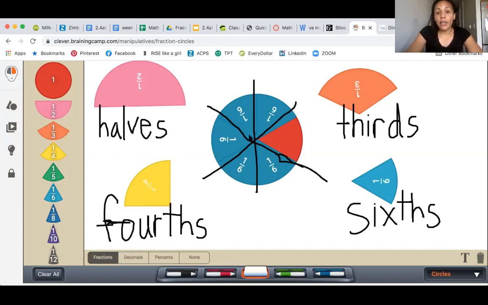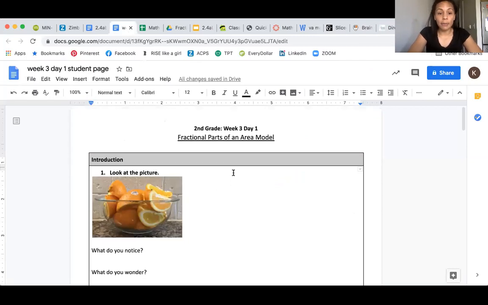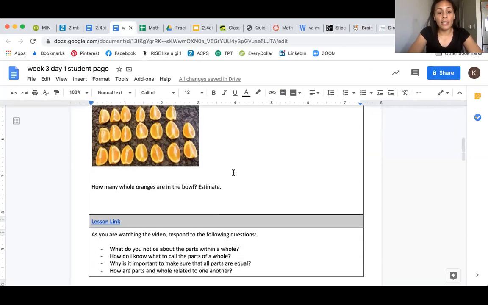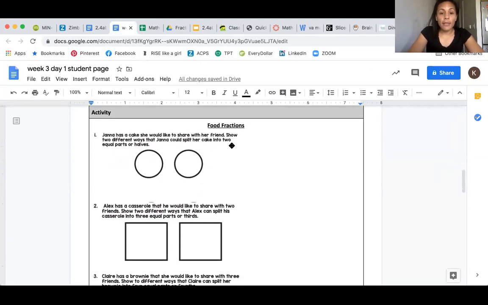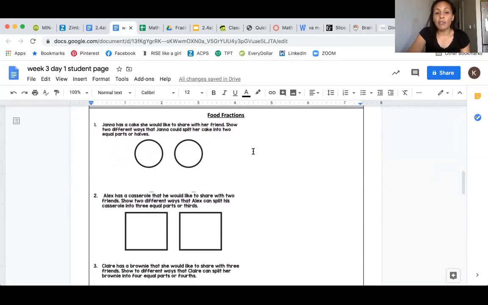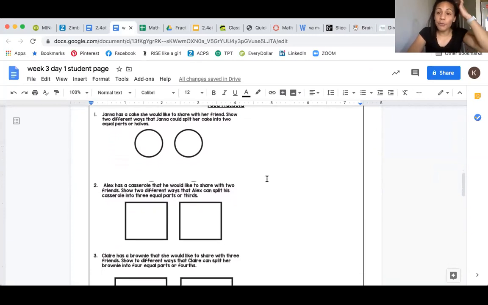Excellent. So now we are going to move back over to our worksheet, okay? If you don't have a worksheet, that's okay. You just need your notebook in front of you. All right, so we're going to move on to an activity that is called food fractions. It's under the section that says activity. Food fractions. There's a little story that goes with it. I'm going to read you the story, and then you're going to help me get the correct answer.